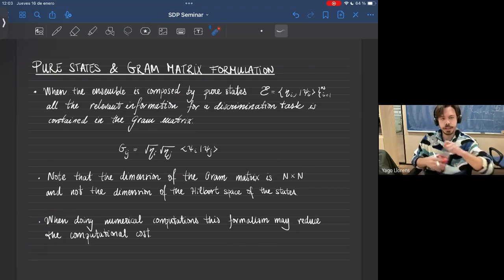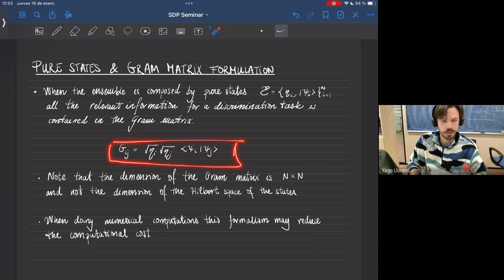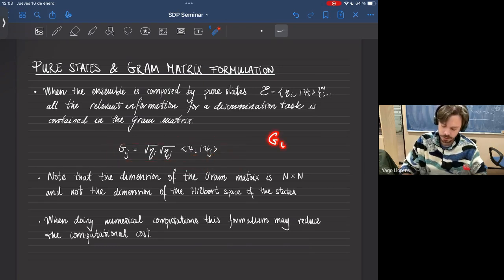So for pure states, we have an object, the gram matrix, that contains all the relevant information for a discrimination task. The gram matrix is defined as the overlap of the unnormalized pure states. So if you have a hypothesis i and a hypothesis j with prior probabilities, the gram matrix entry is this one. And see that the diagonal elements are just, as I wrote, the prior probabilities.